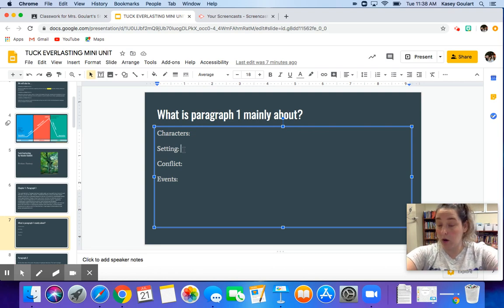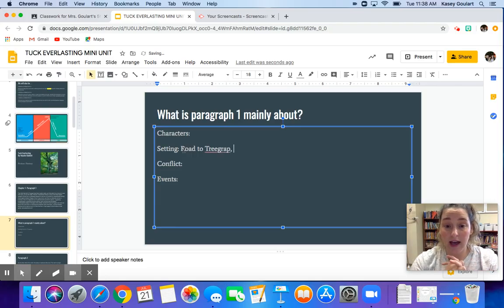So we've got, and I want you to type with me as we type right now, the road to Tree Gap. Make sure you capitalize Tree Gap. That leads me to believe that Tree Gap is a what? A town or a city. There's a road leading to it, and the name Tree Gap is capitalized. Usually names of towns and places are capitalized.